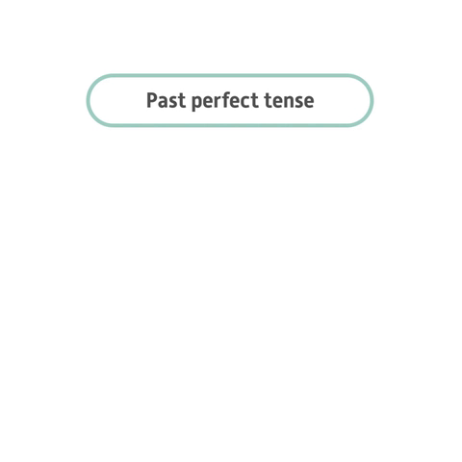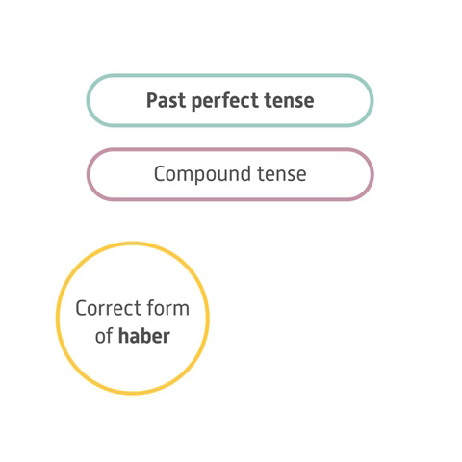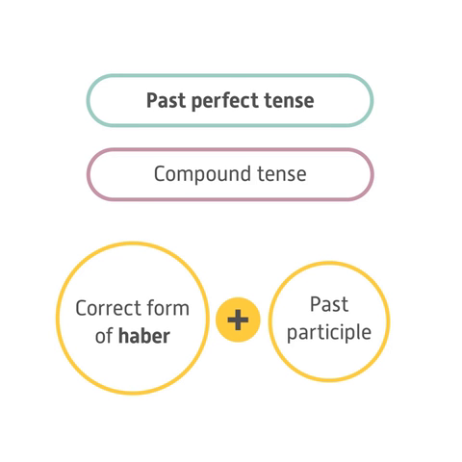We leave it there for the past perfect tense. Remember, it is a compound tense. It requires 2 parts, the correct form of the verb haber and the past participle.